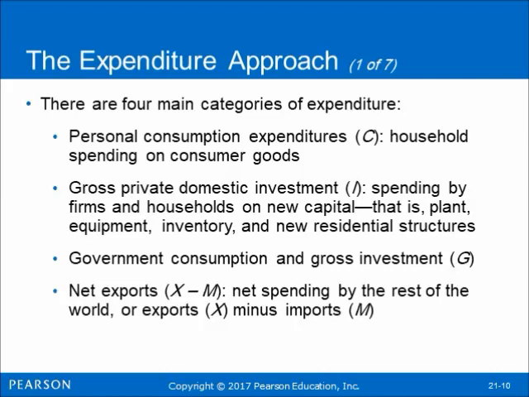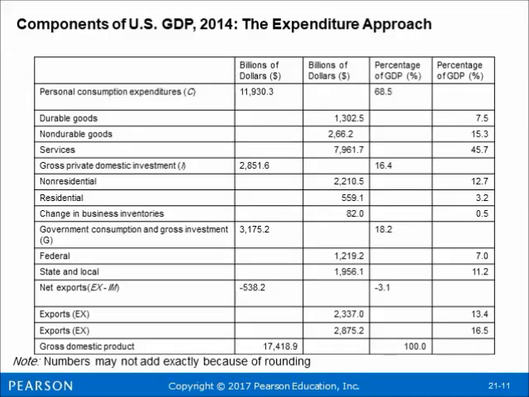Third, government consumption and gross investment, denoted as G. Finally, we have net exports, denoted as X minus M. This is net spending by the rest of the world, or exports X minus imports M. The following table shows an example of how to calculate the value of GDP for the U.S. economy using different components of expenditure using the expenditure approach.